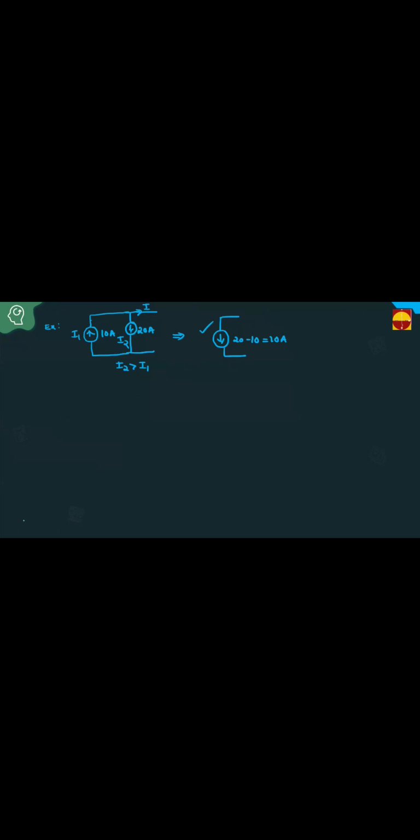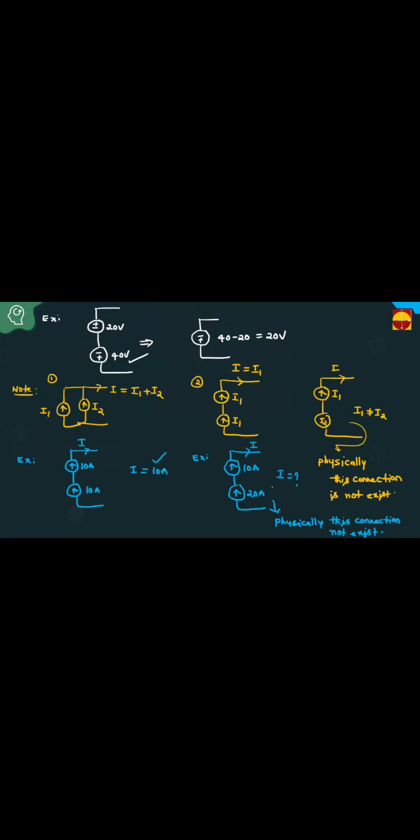Clear? Two different current sources in series is not valid. Same current sources are valid. Two different current sources in parallel is valid. Same currents are valid. Two different current sources in series is not valid. Clear, students? Like that you have to.